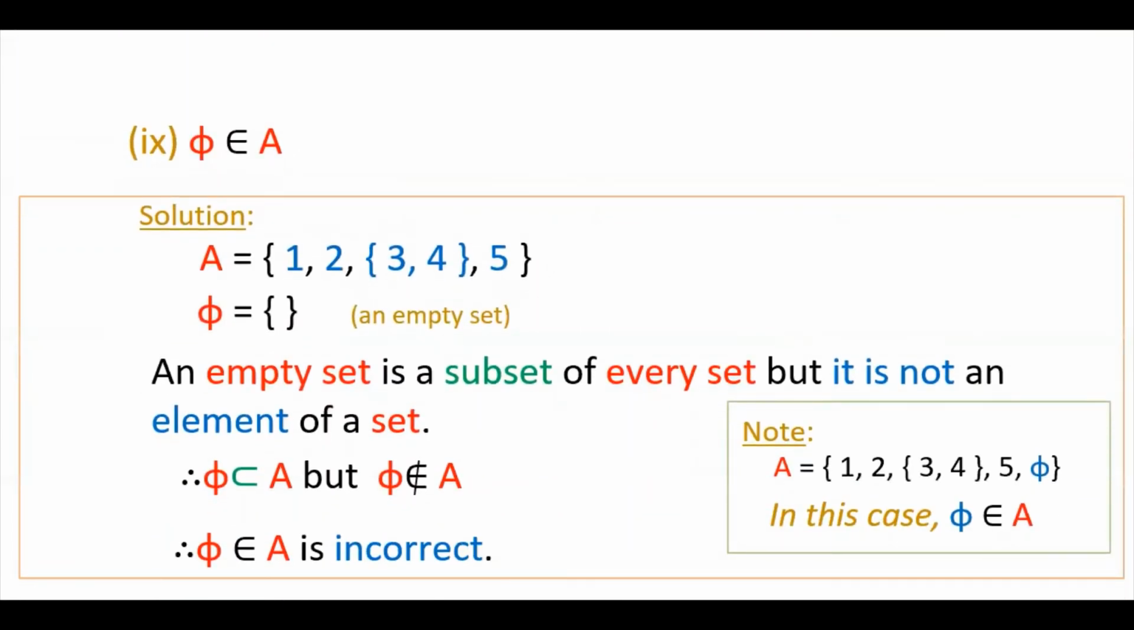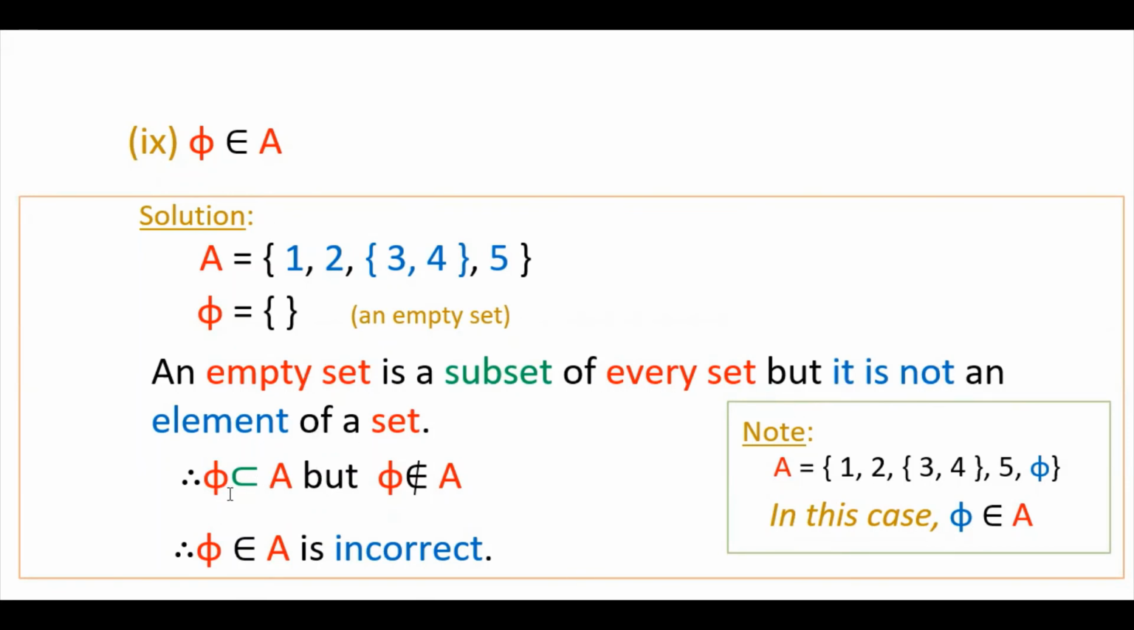Next one is 5 belongs to A. We know that 5 is an empty set. There are no elements. So we know that every empty set is a subset of every set. But here, belongs to A means this is an element of A. That means it is not an element of A. You can see here there is no 5 element in this set. It is a subset of A, but it is not an element of A.